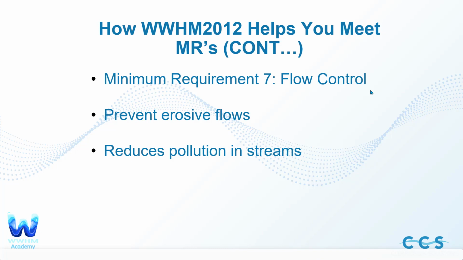But if we replace 4 of those acres with roads, now we're getting more flows, we're getting more erosive flows, and more of that sediment is now collecting in our streams and causing issues, causing problems. So the Department of Ecology wants us to model these land use areas correctly and model it so that we don't create more of these erosive flows and reduce the pollution. So that's kind of the purpose of minimum requirement number 7.